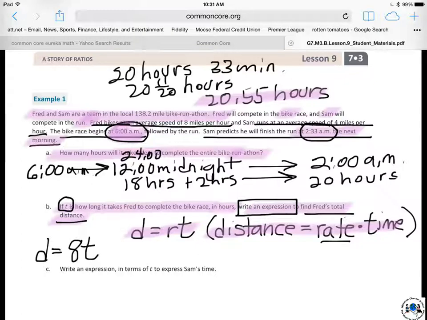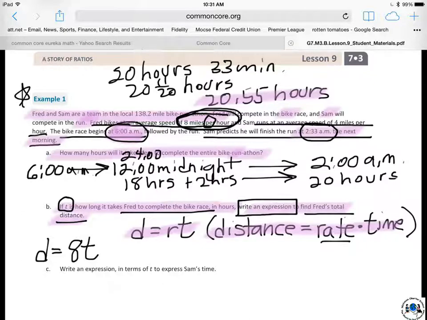If you look in the original problem up here, you would have seen that there was a rate mentioned for Fred on his bike, and that was 8 miles per hour. That was the rate, and you know it's a rate because it always has something per something. We talked about rates as we started the year off. So that's our rate, 8 miles per hour.